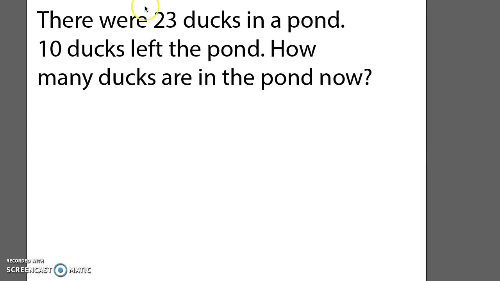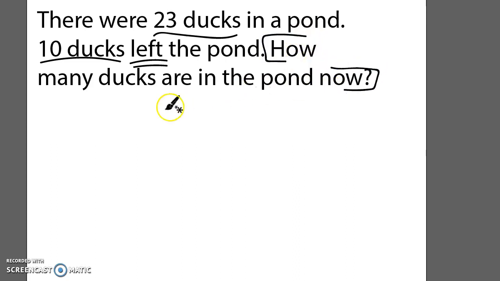So the first thing that we do, just like we do in class, is underline the problem. So we're going to underline the important information in the problem. So there's 23 ducks in a pond, 10 ducks have left, which lets us know that we need to subtract. And then we're going to draw a bracket around our question so we don't forget what we're focusing on.